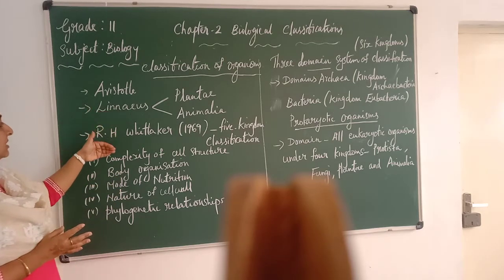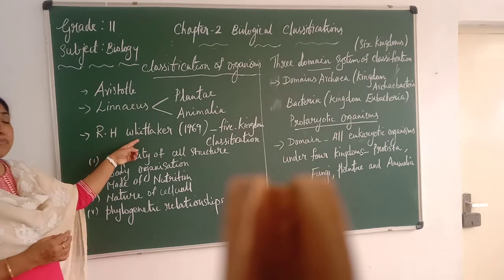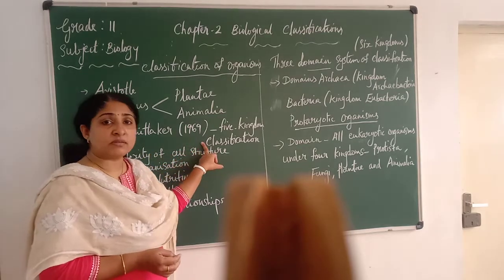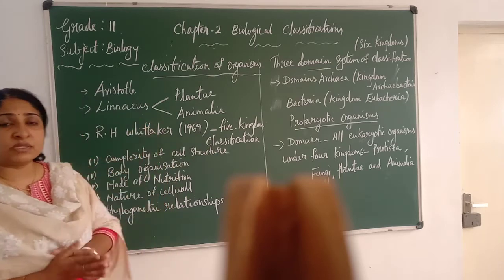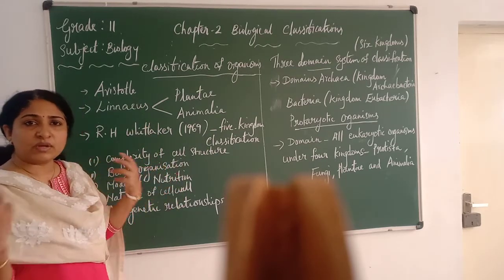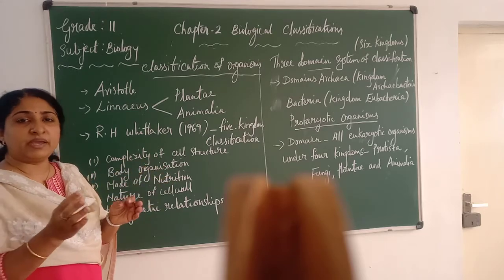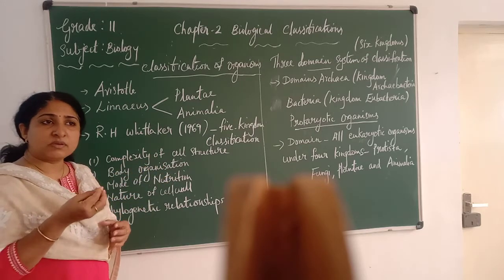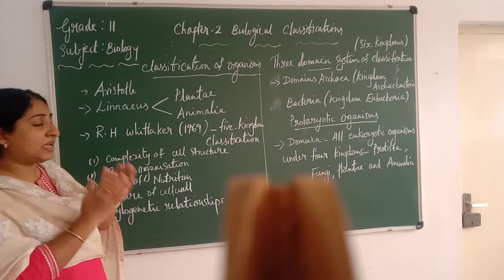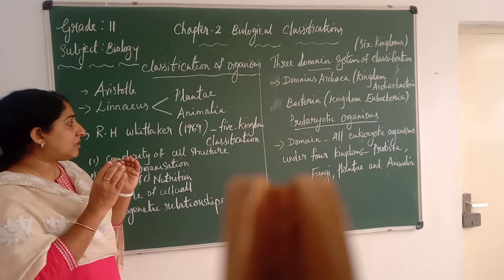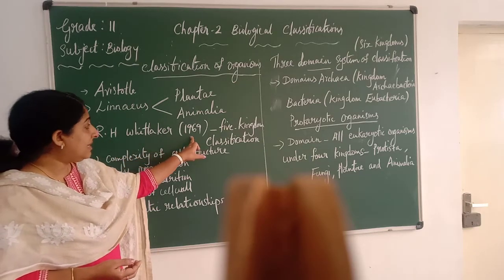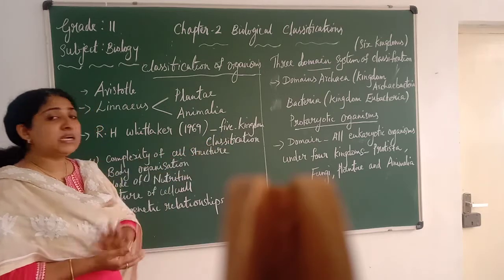Then after Linnaeus, the third person, R.H. Whittaker, in 1969, made the 5 kingdom classification. What did he make? 5 kingdoms, taking whichever living beings are on the world, even microorganisms, plants, animals, humans, everything. He put all these organisms under 5 kingdoms. So that is R.H. Whittaker. In 1969, he brought the 5 kingdom classification.